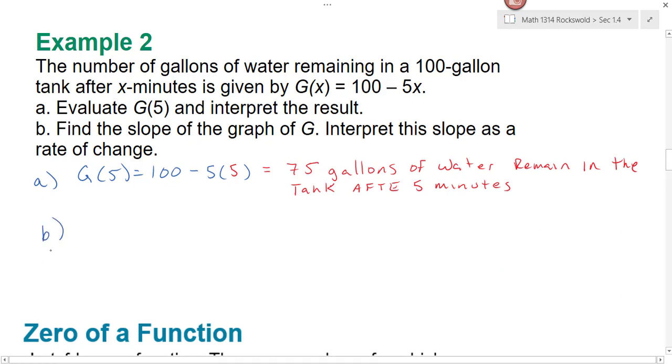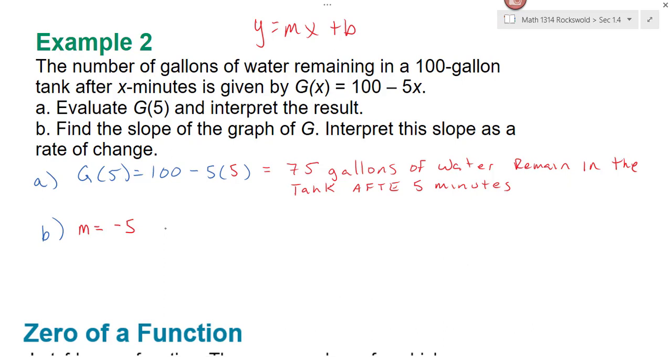Part B tells us to find the slope of the graph of g and interpret the slope as a rate of change. Looking at the equation of this line, what would the slope be, the 100 or the negative 5? Remember, y equals mx plus b, where m is the slope. The slope is what your variable x is being multiplied by. So for this problem, what is our slope equal to? Negative 5. And what does that mean in terms of this problem in words?